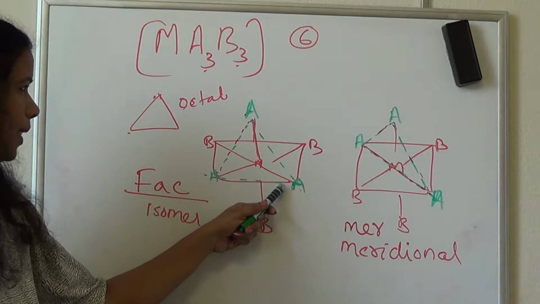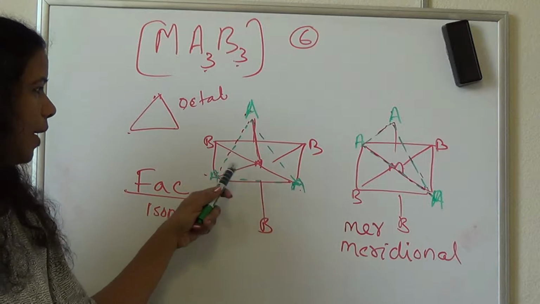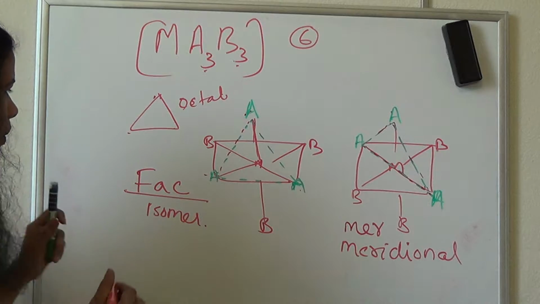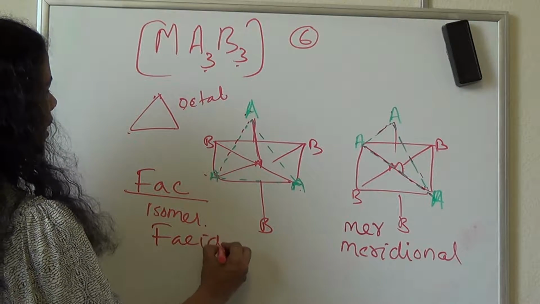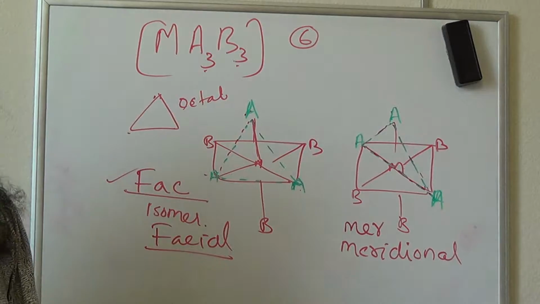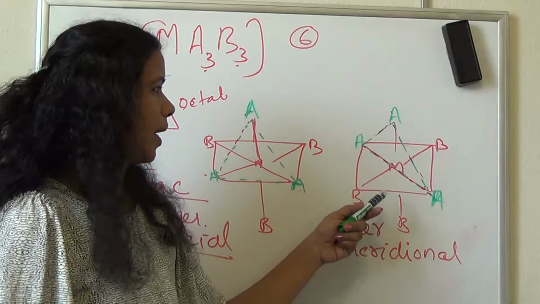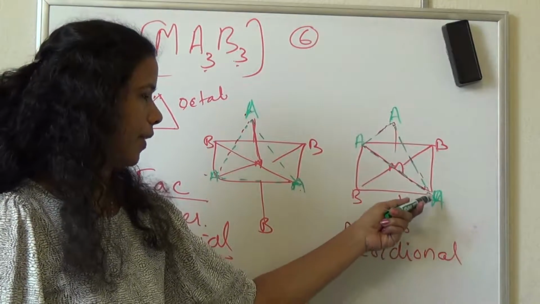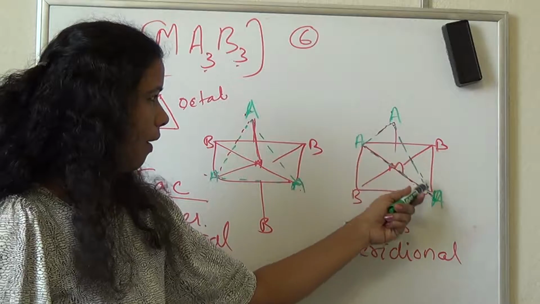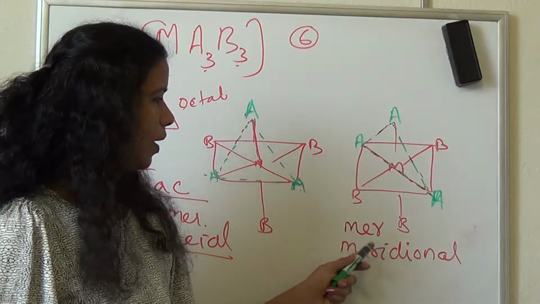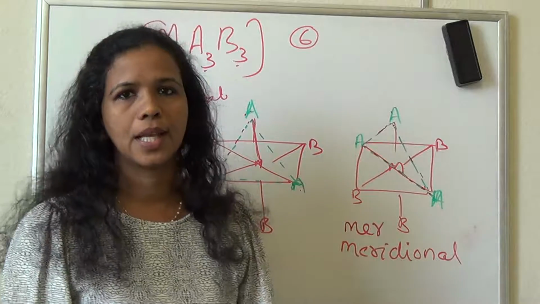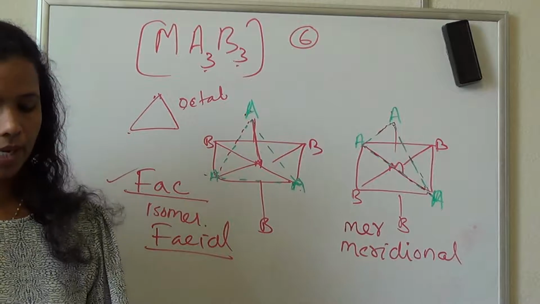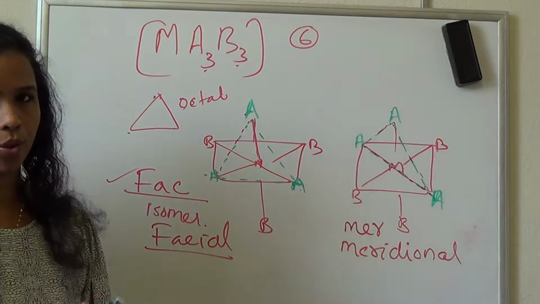In FAC isomerism, the same type of ligands lie on the triangular face of the octahedron. That is why it is called facial, same face, or FAC isomer. In this isomer, the same type of ligands lie on the diagonal triangular face, the median of the octahedron. So it is called a mer isomer, or the full form is meridional isomer. So these are the examples we can discuss in geometrical isomerism.